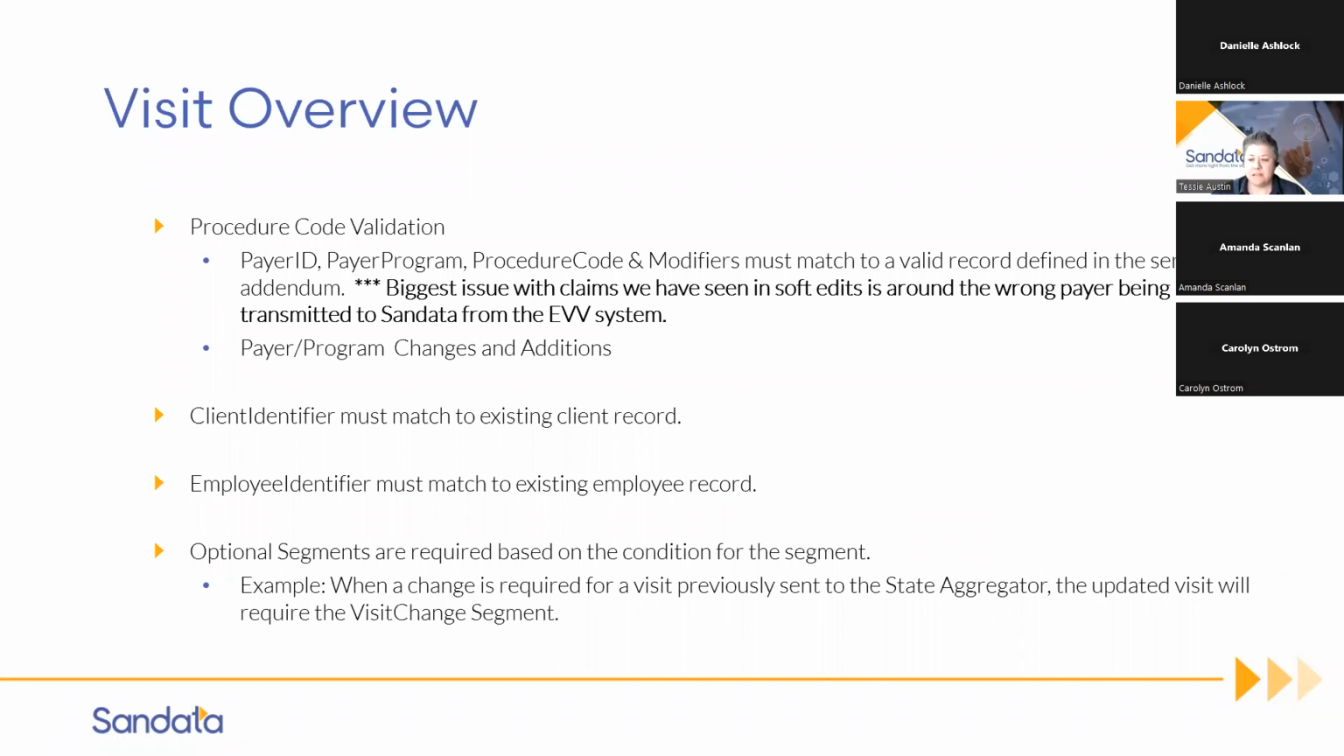Those optional segments are required based on the condition for the segment. Just an example of that, if a change is required for a visit previously sent to us, then the updated visit will require the visit change segment. Makes sense. So I just wanted to call that out for you guys and make sure that was clear. Speaking of the first one there, if we move down, the next section talks about the service and modifiers.